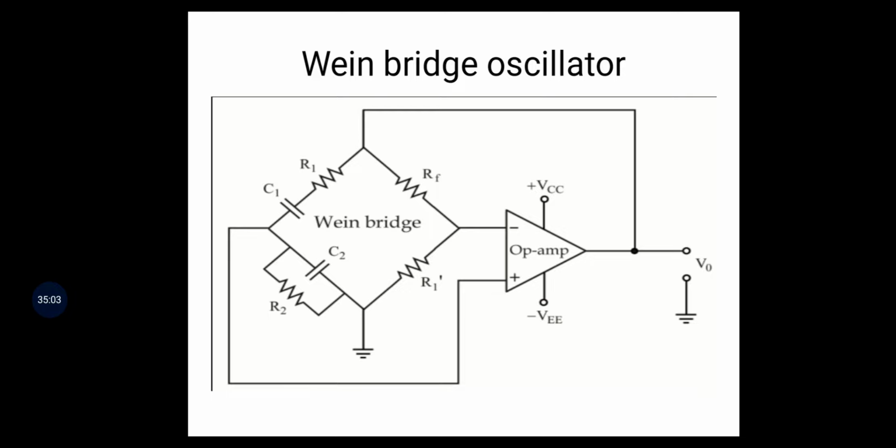When resonance occurs, it satisfies the Barkhausen criteria. The resonance frequency is called the frequency of oscillations. In the output circuit, we get the sinusoidal waveform. The sinusoidal waveform frequency depends on the resonance of the Wien bridge circuit.